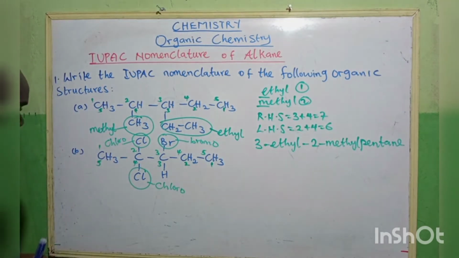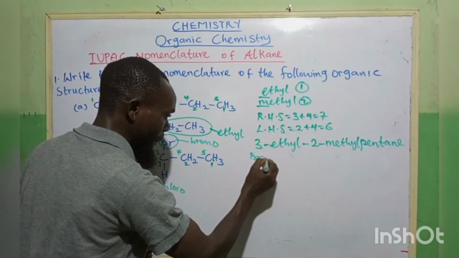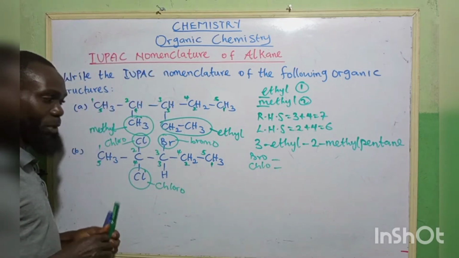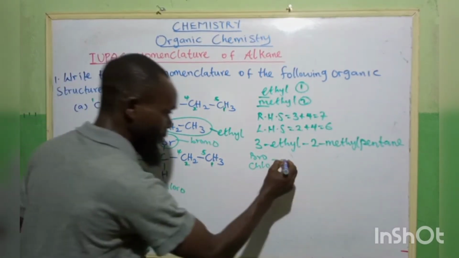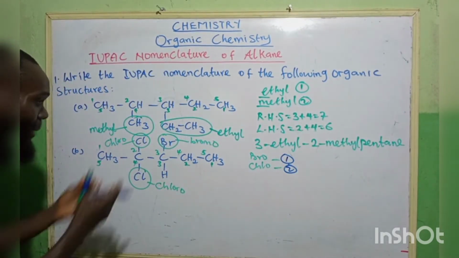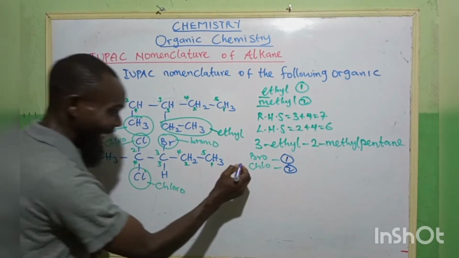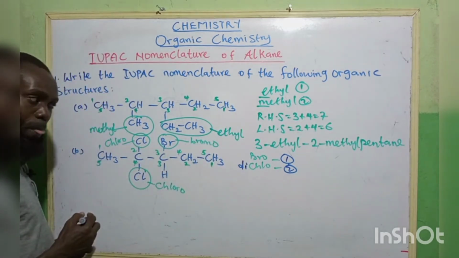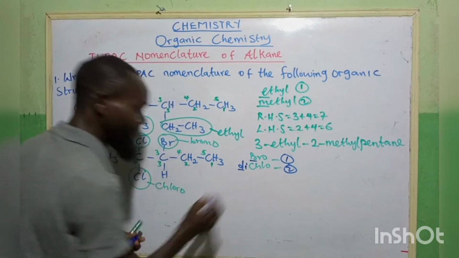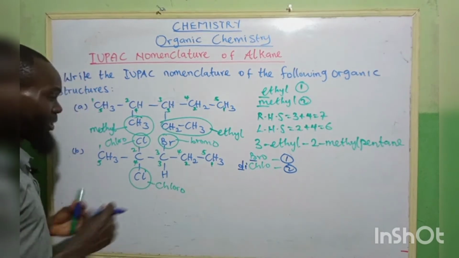If that is the case, let's look at the alphabet, bromo and chloro, which one will come first? B will come before C, A, B, C. So I'm going to name bromine before chlorine. But how many bromine do we have? How many chlorine do we have? We have 2 chlorine, that is dichloro. We have 1 bromine. So what we are going to consider is B and D. Still in the alphabet, B will come before D.